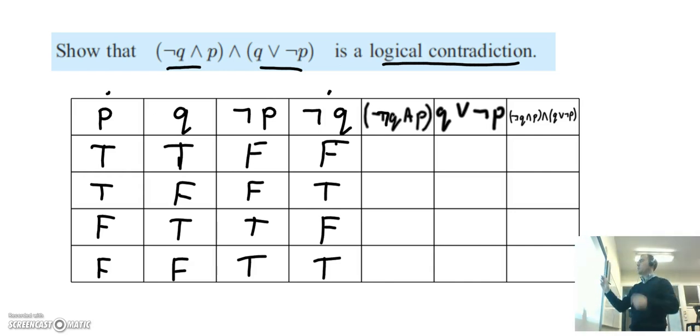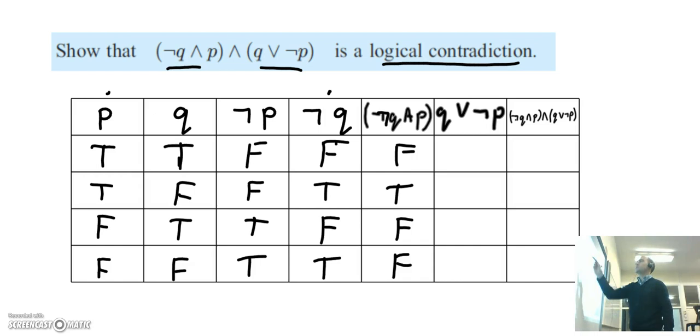Is it both? No, so that's false. Is it both? Yes, so that's true. Is it both? Well, they're both false, so that must be false. One's false and one's true. We're looking for and, so that must be false as well.